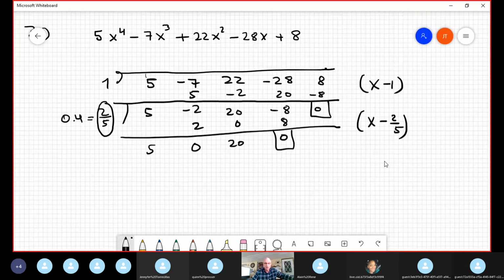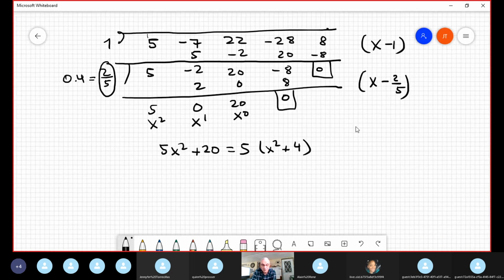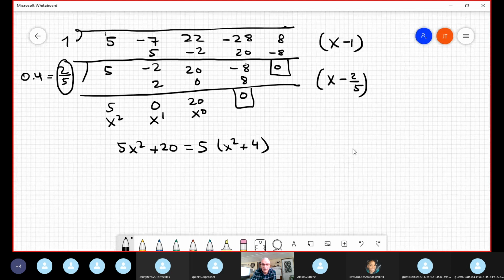Sometimes it happens that the one magical 5 happens here. Look at that. This is x to the 0 power. This is x to the 1 power. This is x to the second power. And the expression is 5x squared plus 20, which has a common factor 5. It's obvious that this guy is quadratic irreducible. So this apart the complex or the imaginary guys.